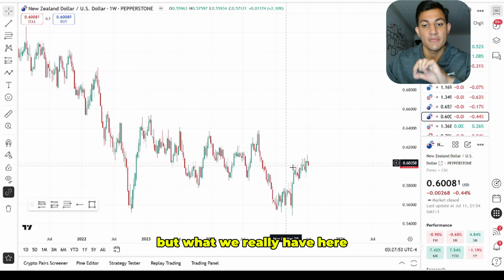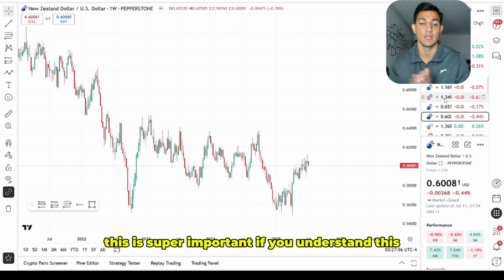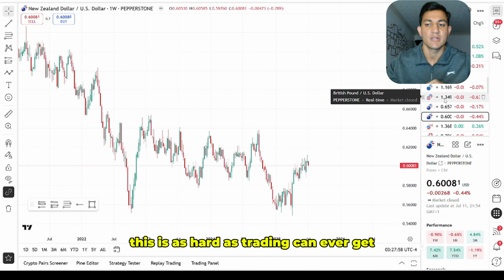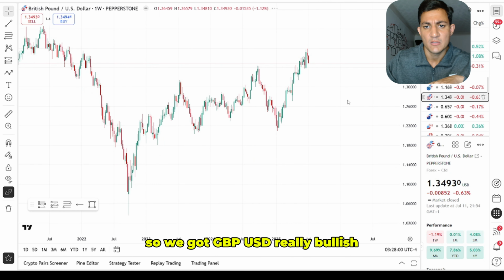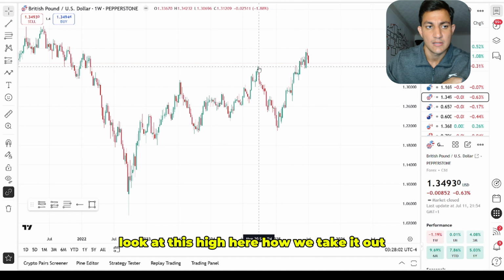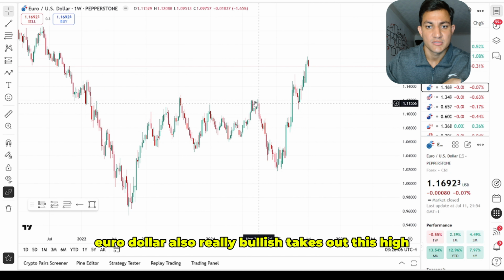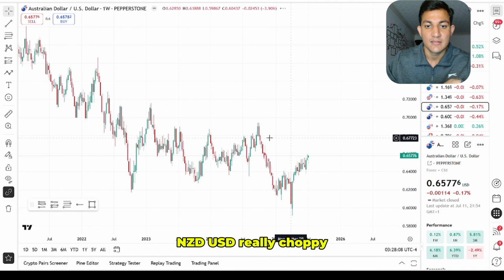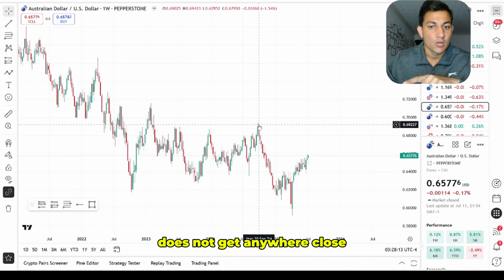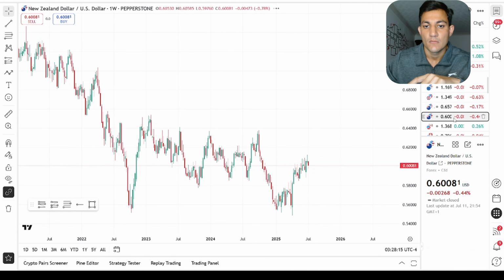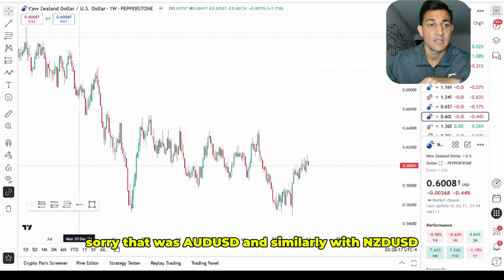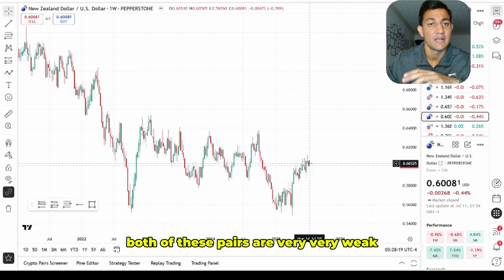But what we really have here, and this is super important, if you understand this, this is as hard as trading can ever get. So we've got GBP USD, really bullish. Look at this high here, how we take it out. Euro dollar, also really bullish, takes out this high. AUD USD is really choppy, and I'll explain why in a second, and does not get anywhere close to taking out this high. Similarly with NZD USD, both of these pairs are very, very weak.